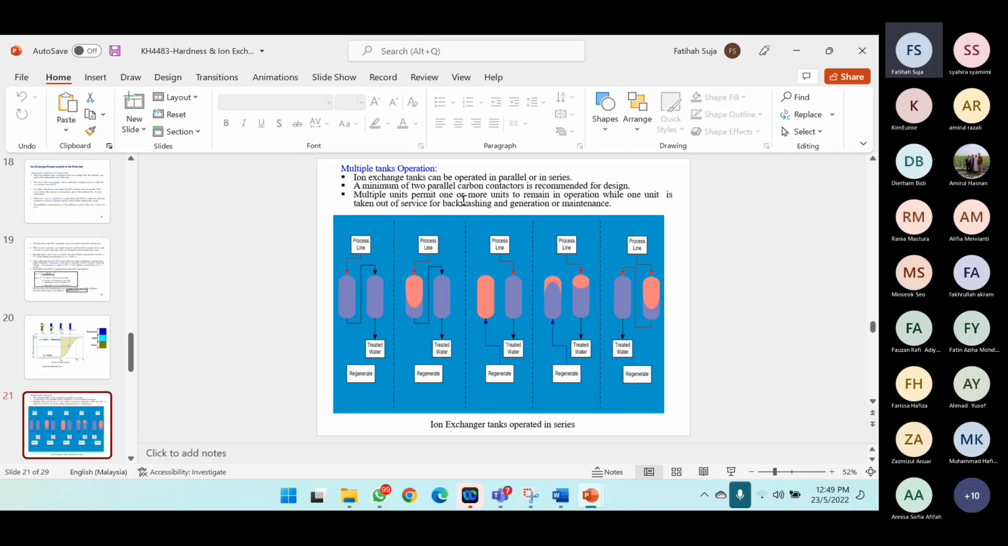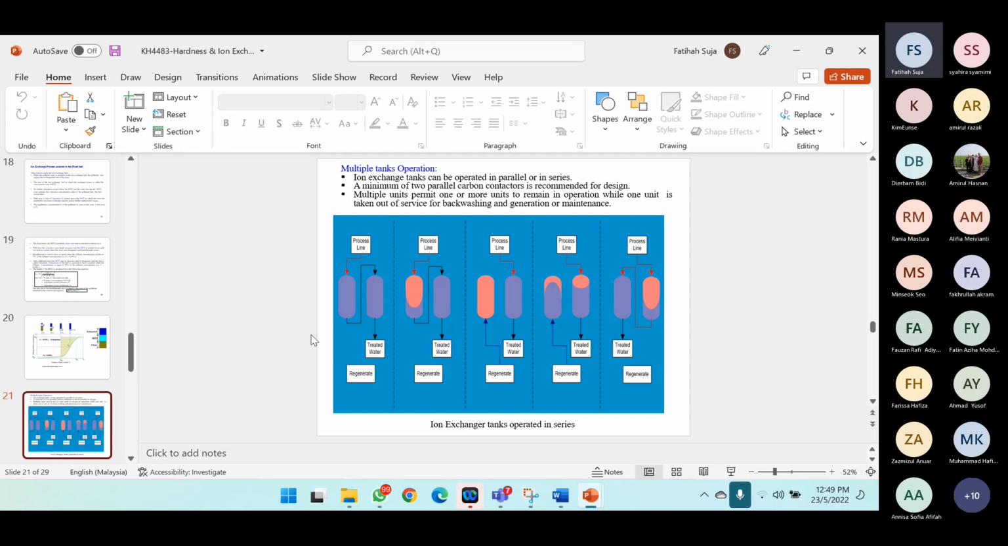Multiple unit permits 1 or more units to remain in operation while the unit is taken out of service for backwashing and regeneration or maintenance. Okay, so that's why usually you have 2 tanks in series, because you can always use one of the tanks if one is needed for backwashing, regeneration, or you need to service the system.